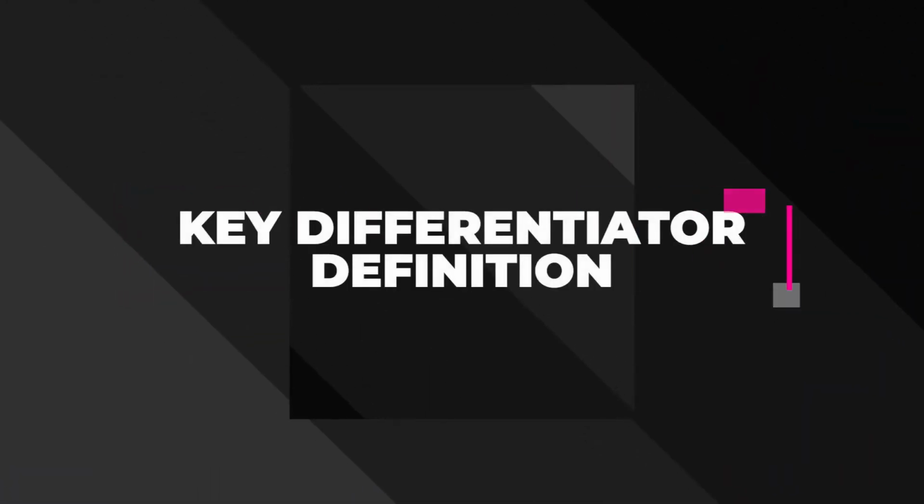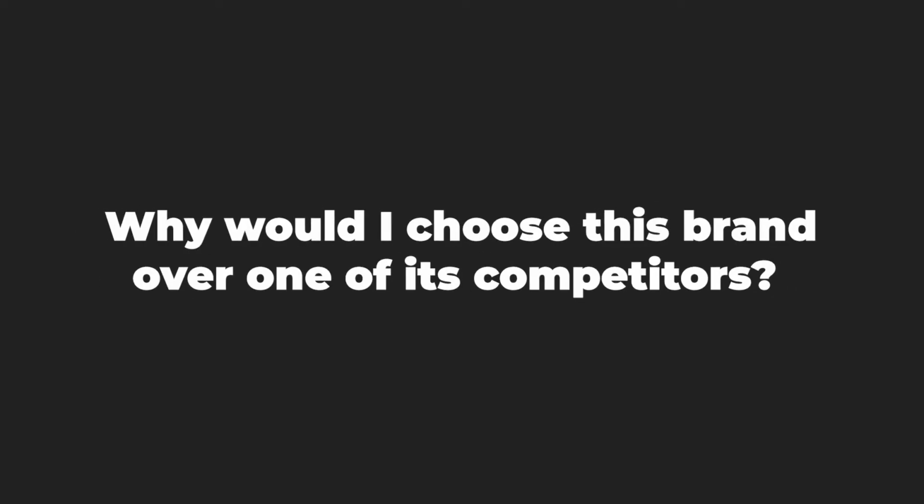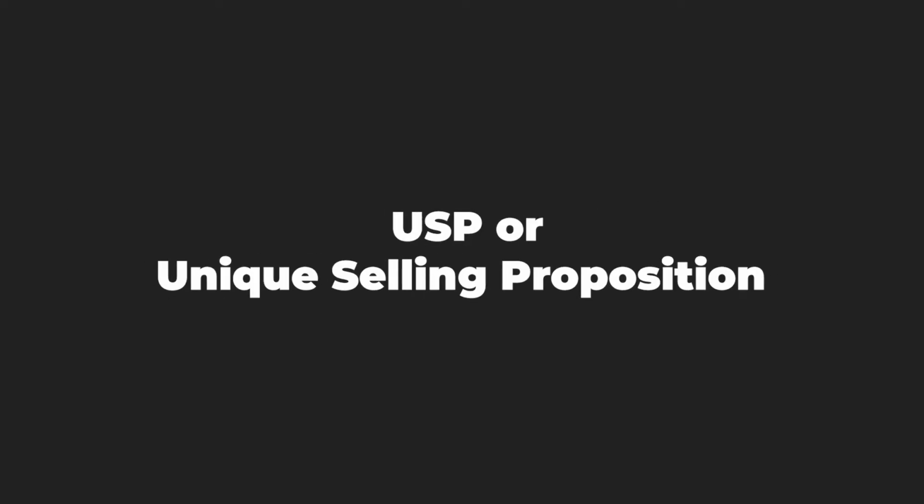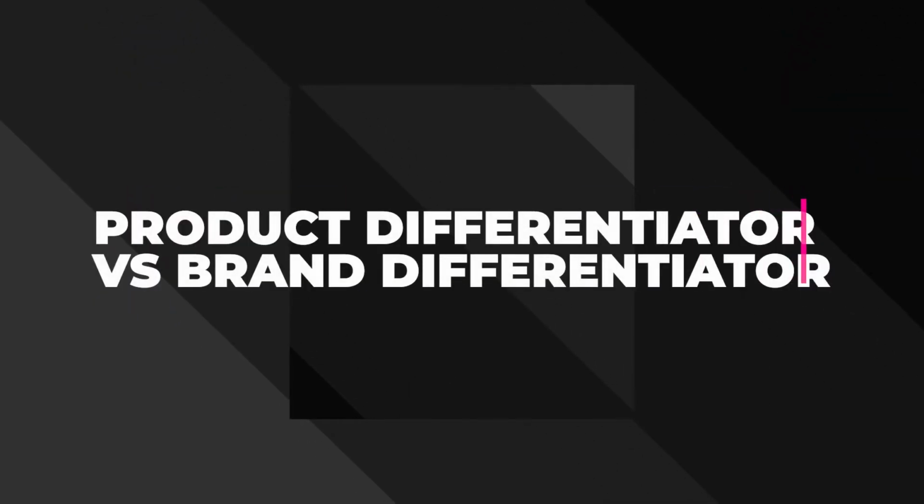To put it as succinctly as possible, a key differentiator is the brand's distinct and unique value that sets it apart from its competitors within that market. And this differentiator and unique value answers the question, why would I choose this brand over one of its competitors? Also known as the USP or the unique selling proposition, the key differentiator very clearly distinguishes itself apart from its competitors within that market.